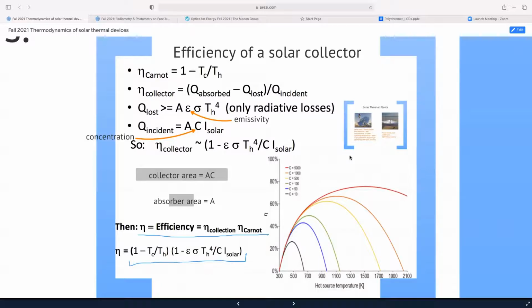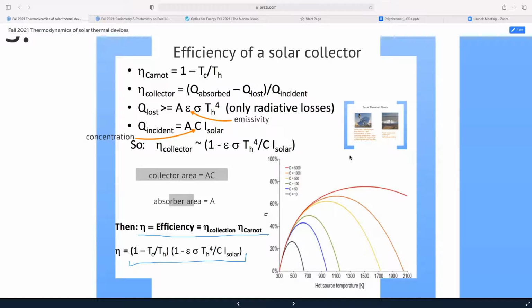Here, if you think about this, first of all, you notice that the C goes in the denominator. This is the concentration factor, right? So there's a negative sign here. That means if I increase C, the denominator increases, this term decreases, but there's a negative sign, so the whole term increases. So I can improve efficiency by increasing my concentration factor. Kind of intuitive.